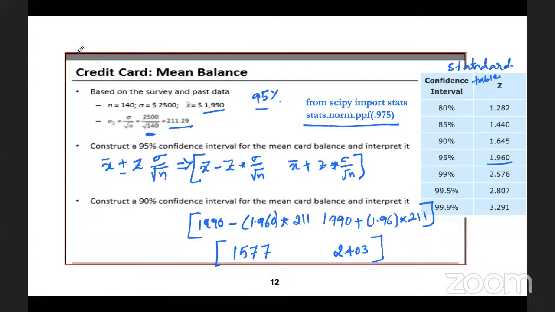One more favor. Please compute for the 90% interval as well. In place of 1.960, just take 1.645. We just need this for an example. So just replace this 1.960 with 1.645, here as well as here, and compute that. So this is 1577 and this 2403.